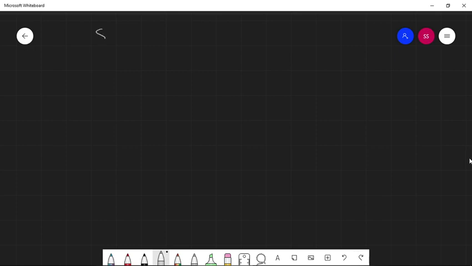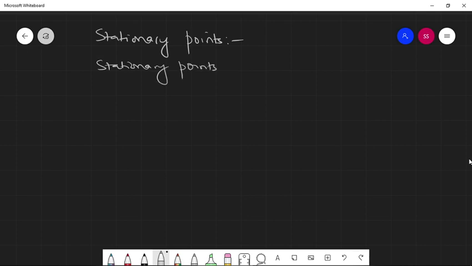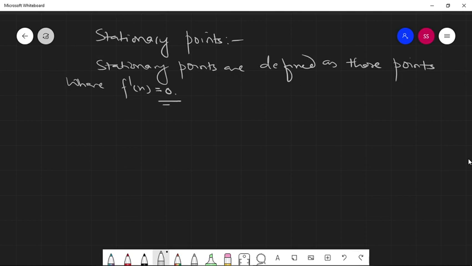Secondly, stationary points. Stationary points are defined as those points where f dash x equals 0. Yes, these are stationary points.